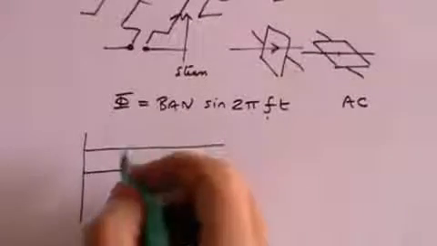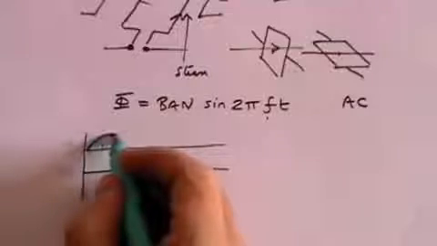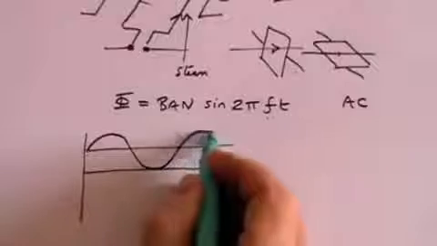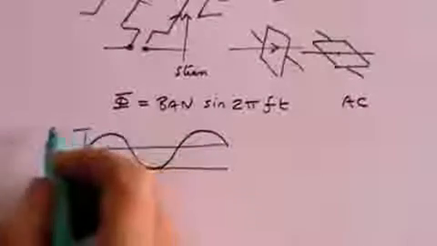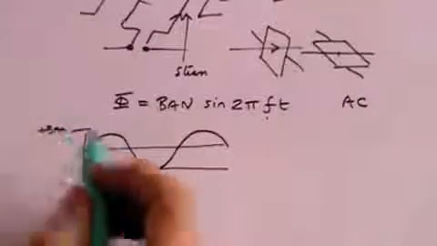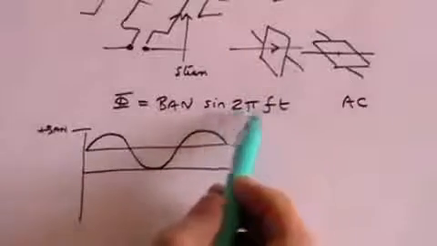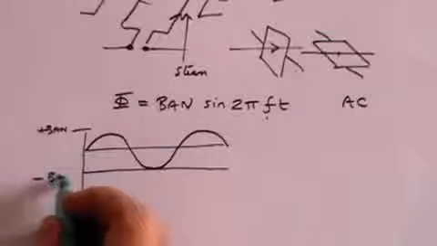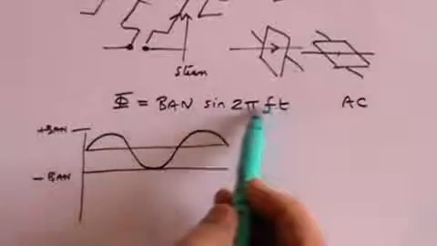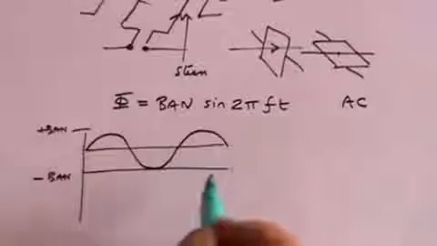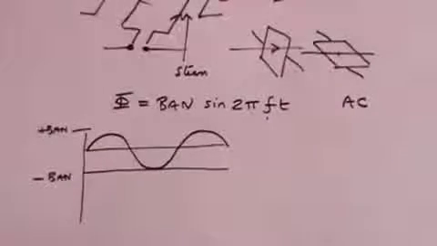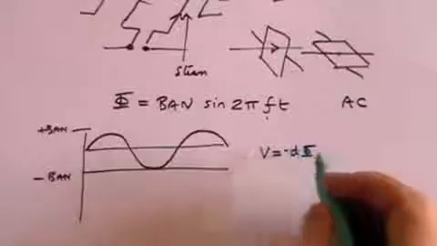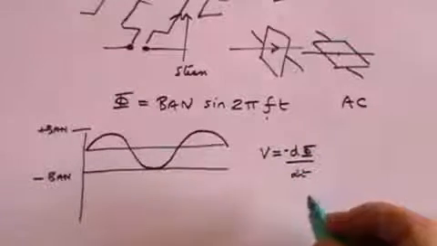This is the flux linkage, which is a sine wave, and it varies between plus BAN, which is when this sine term becomes 1, and minus BAN, which is when this sine term becomes minus 1. But the induced voltage is minus d phi by dt.